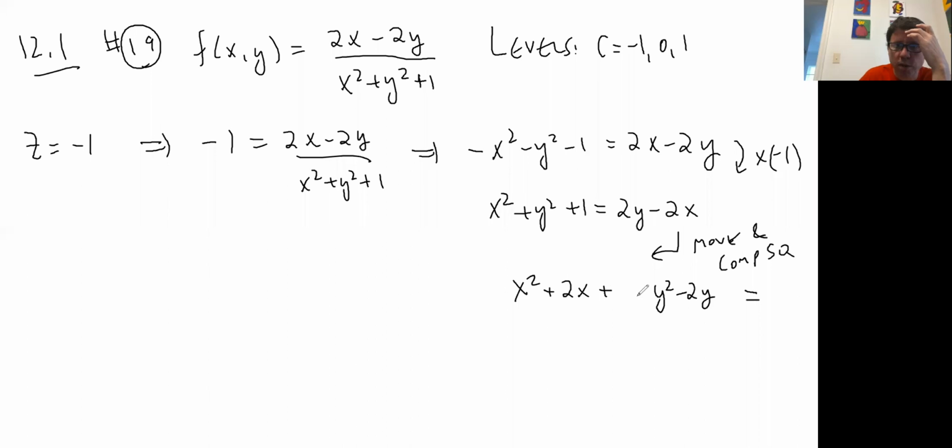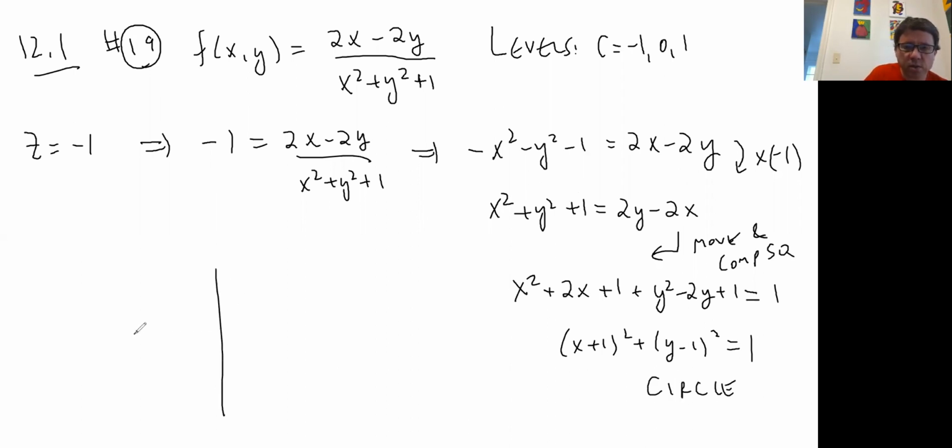So I'm going to have to add 1 here. I'm going to have to add 1 here. I've already got the +1, so I really just need to add 1 to the other side. And so I'll get x plus 1 squared plus y minus 1 squared equals 1. And that's a circle. So that says it's a circle at -1, 1 of radius 1. So that's the level curve, and z is -1.